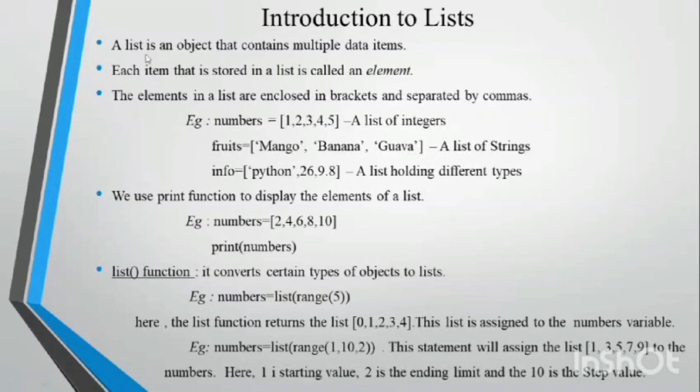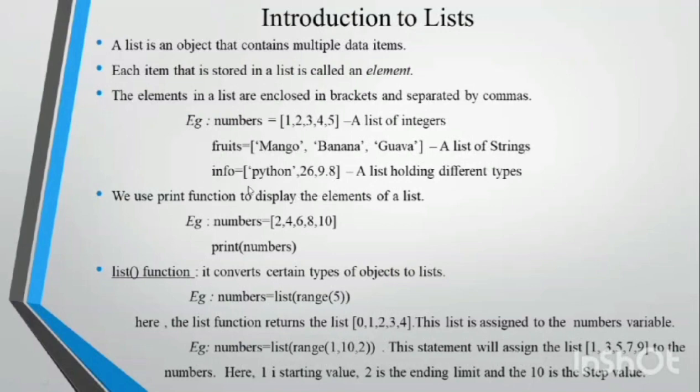Introduction to list. A list is an object that contains multiple data items. Each item that is stored in a list is called an element. Different elements can be stored in a list, enclosed in brackets and separated by commas. This is an example: numbers, specifying a list of integers. This is another example: fruits, a list of strings. And this is a list of different types of objects.